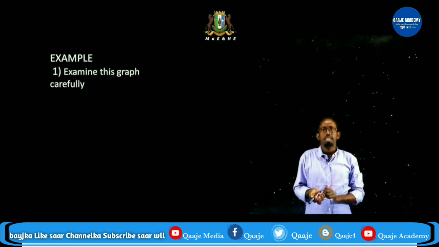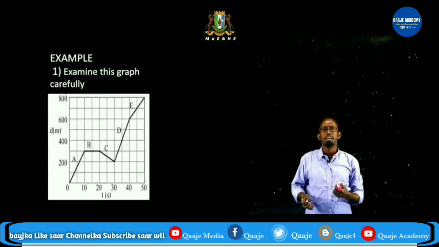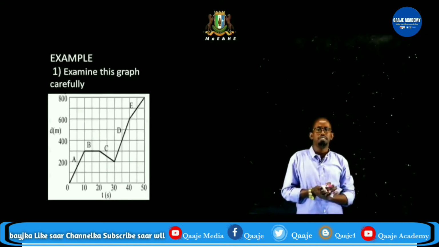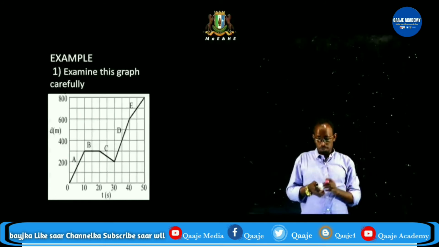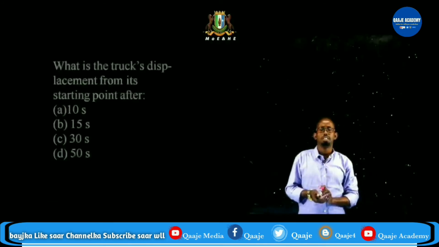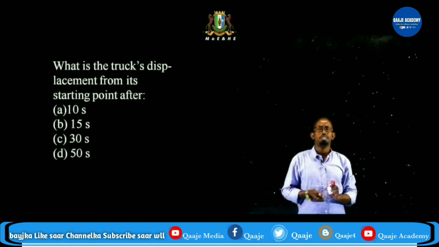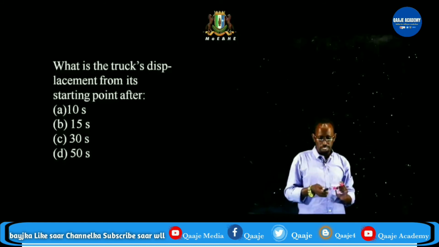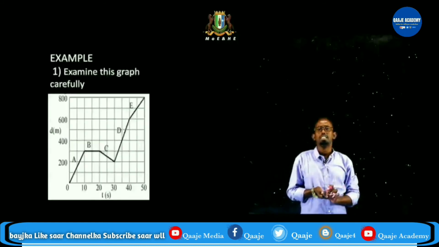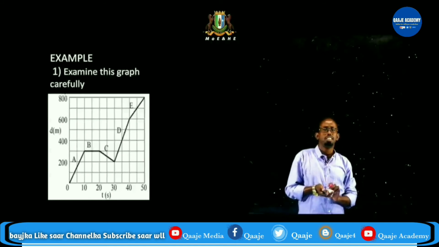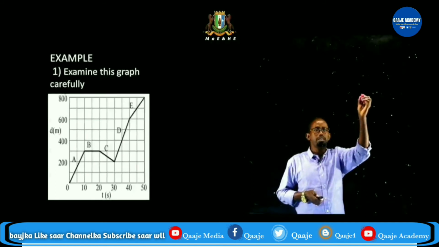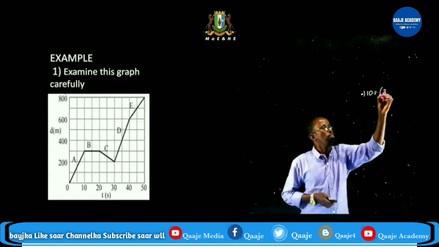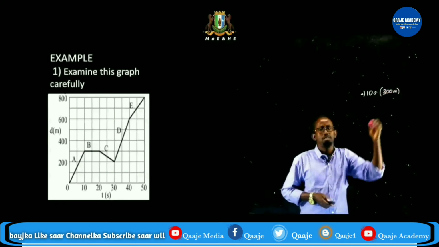Example. Examine this graph carefully. That is the graph. Question number 1 reads, what is the track displacement from its starting point after 10 seconds? After 10 seconds, it will be 300 meters.